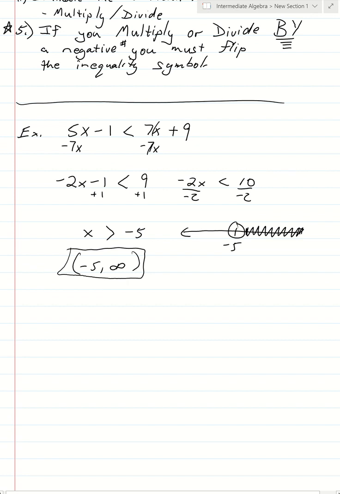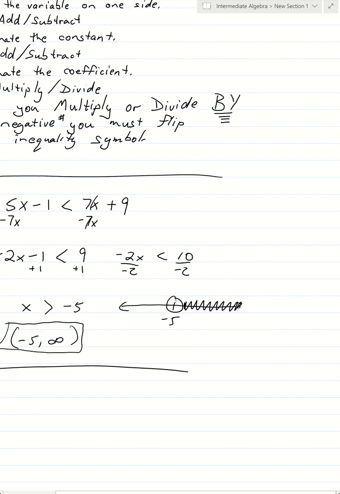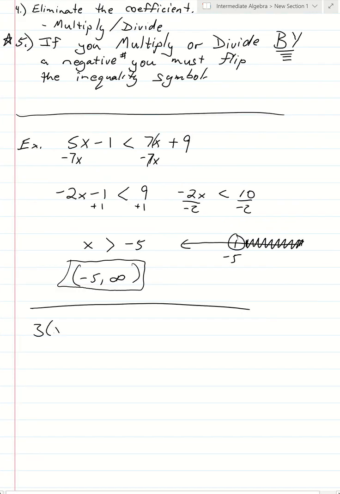Let's say we have the following. Maybe we might have, let's say, 3 times x plus 2 is going to be greater than or equal to 2x minus 5. And we want to, once again, of course, solve this inequality for x.